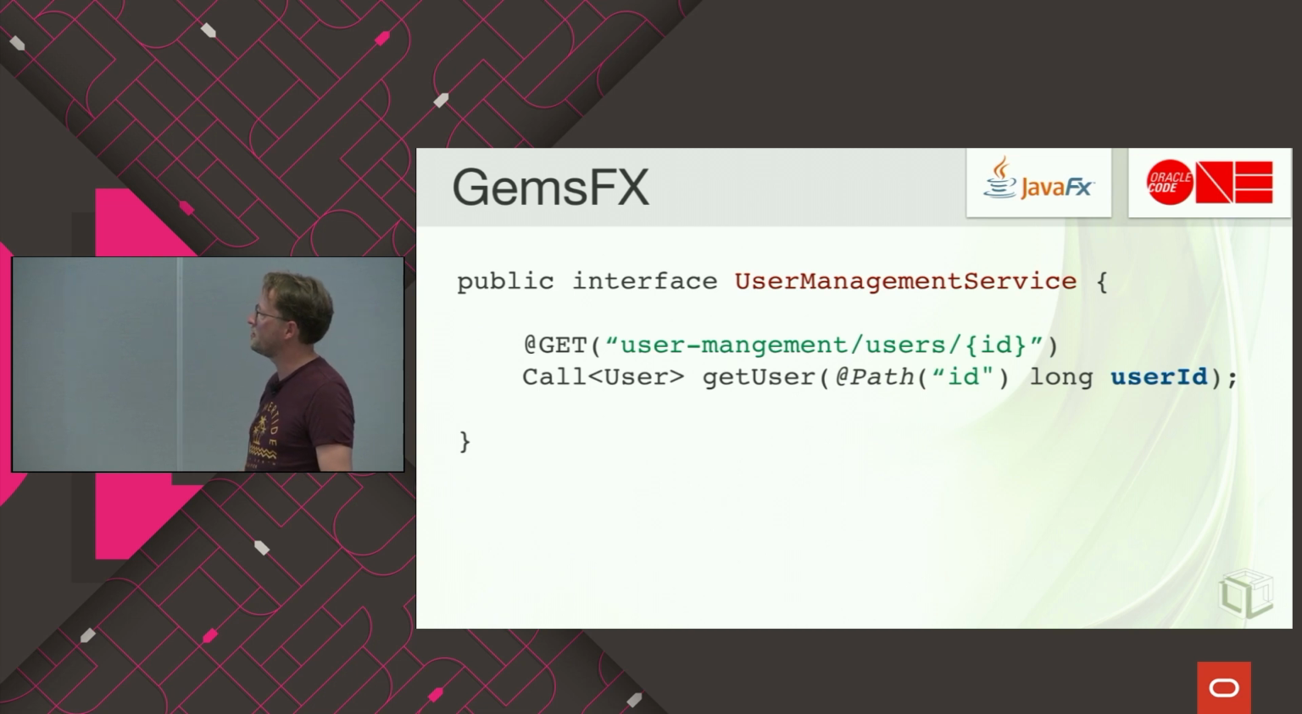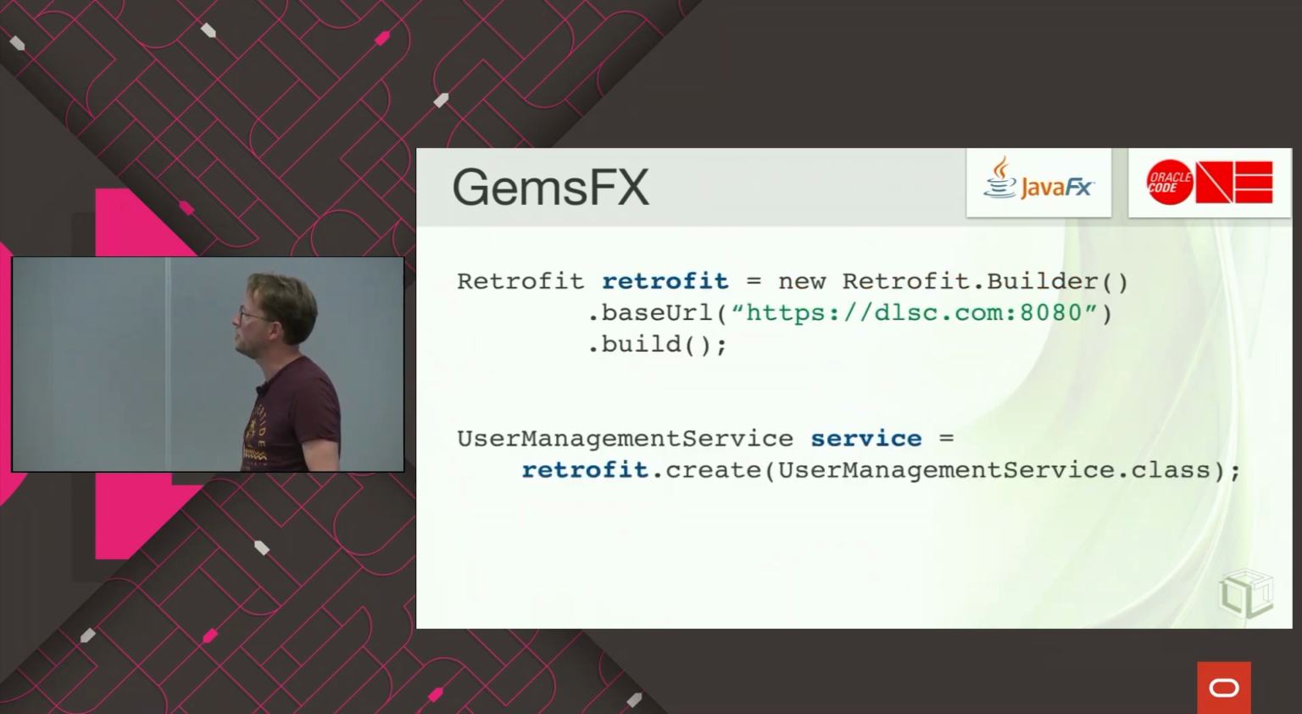You create a method, like in this case getUser, where you pass the user ID and you annotate the variable with the Path ID. And in the GET annotation, you basically add the path to your endpoint, okay? So that's all you need to do to model this. And then you need to create a Retrofit instance that knows what the base URL is. And once you have this, then you can actually create an instance of the UserManagementService like this. You say retrofit.create(UserManagementService).